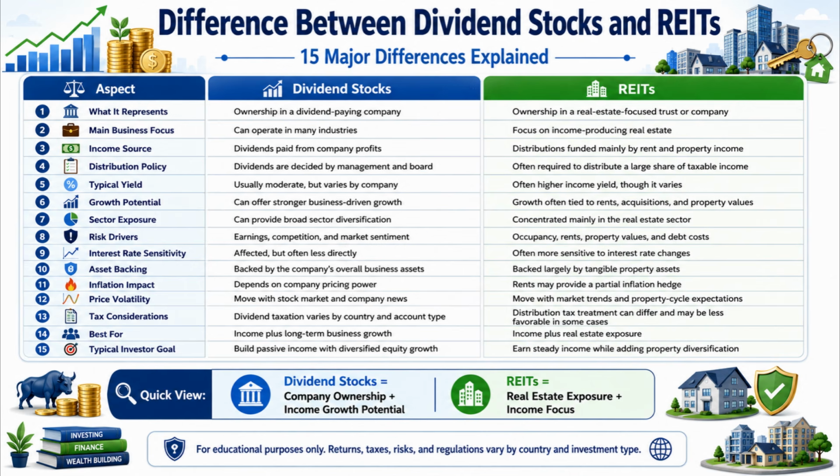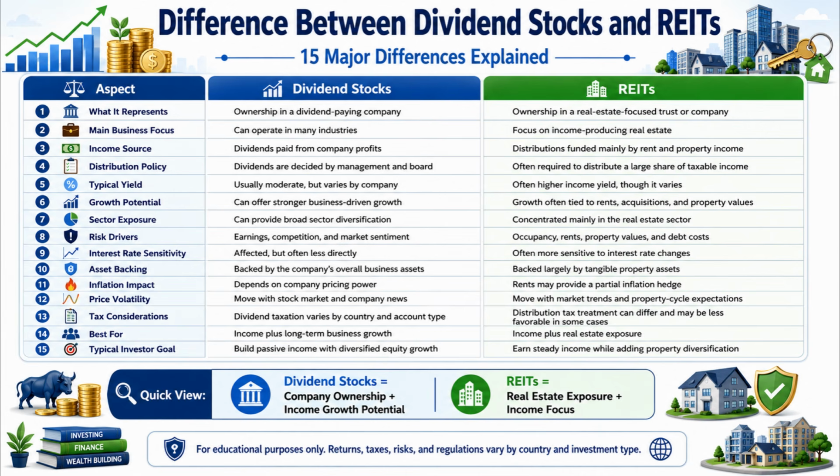In this video, we will discuss the difference between dividend stocks and REITs. Number 1. Dividend stocks represent ownership in a dividend-paying company, whereas REITs represent ownership in a real estate-focused trust or company. Number 2. Dividend stocks can operate across many different industries, whereas REITs mainly focus on income-producing real estate.